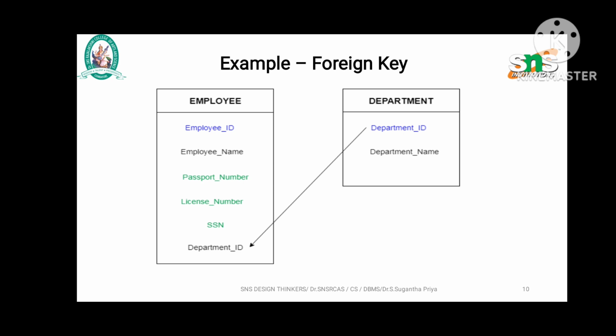Here we have two different tables, the employee table and the department table. In the employee table we have attributes like employee ID, employee name, passport number, license number and SSN number. In the department table we have attributes like department ID and the department name. In the employee table, employee ID is a primary key, and in the department table, department ID is a primary key. When one primary key is referenced in another table, it becomes a foreign key. In this case, the department ID becomes a foreign key in the employee table.